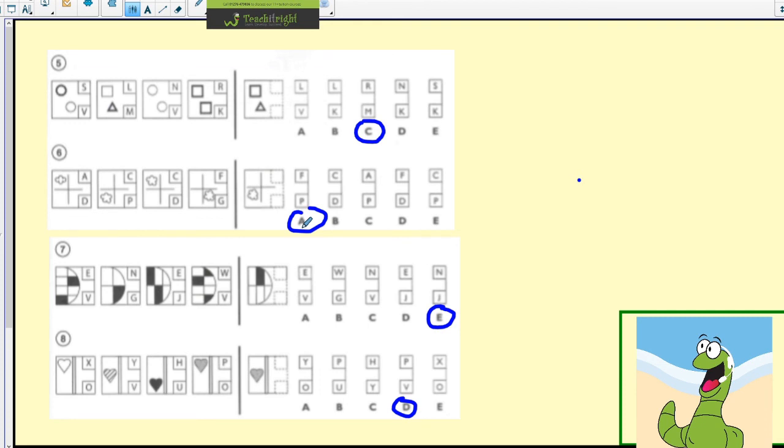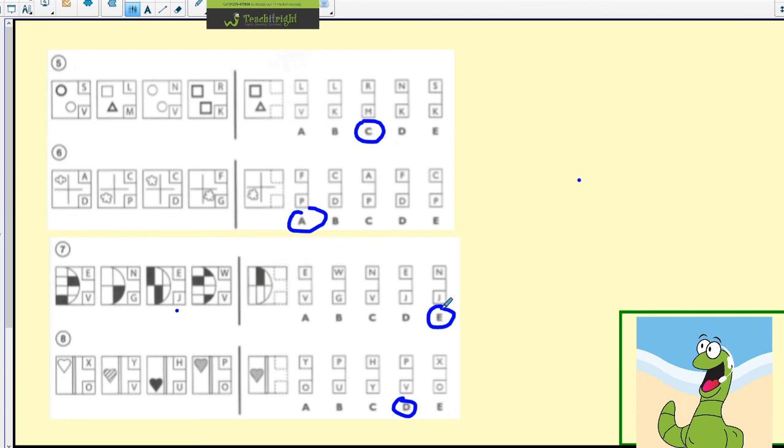Question 7, the upper letter signifies the number of shaded sections, so 1, 2, or 3. And the lower letter signifies the number of sections the figure has been divided into. So it's been divided into, in this case, 6s, which is J. Question 8, the upper letter signifies the shading of the heart, and the lower letter signifies the position of the heart. So it's that classic, one is the shading, one is position.